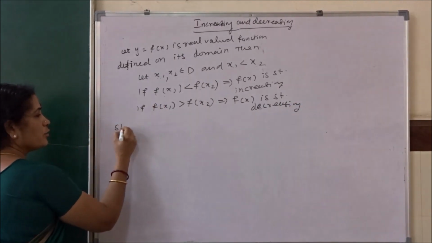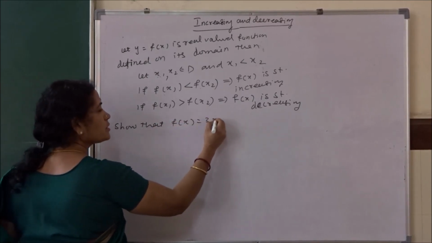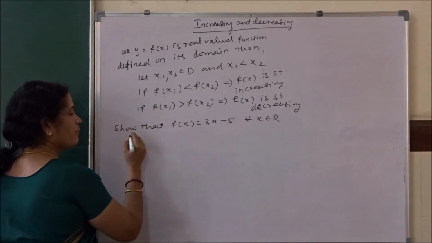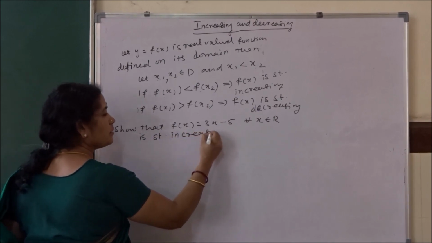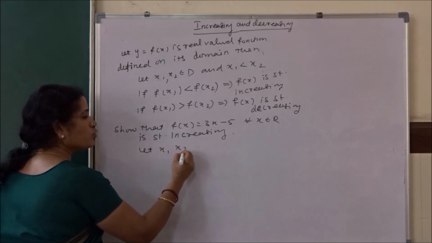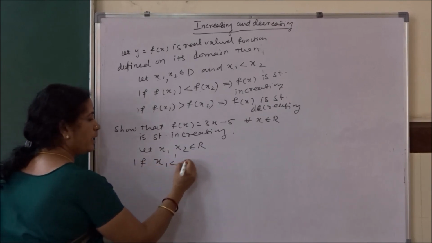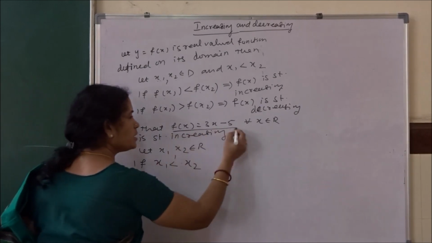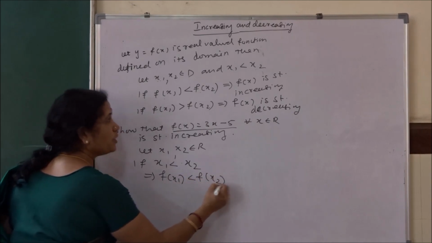Now let us take some examples. The question is coming like this: show that f of x equal to 3x minus 5, for every x belonging to R, is strictly increasing. Now see what I told you. Let x1, x2 belong to the real numbers. I am taking the condition x1 less than x2. Now as per the question and the definition, what do we need? f of x1 less than f of x2. Am I correct?